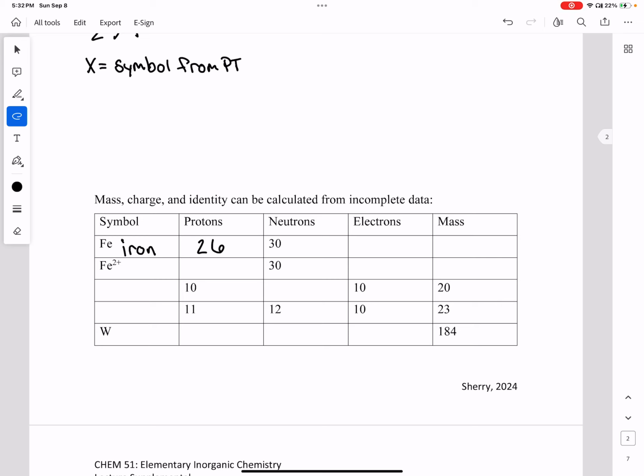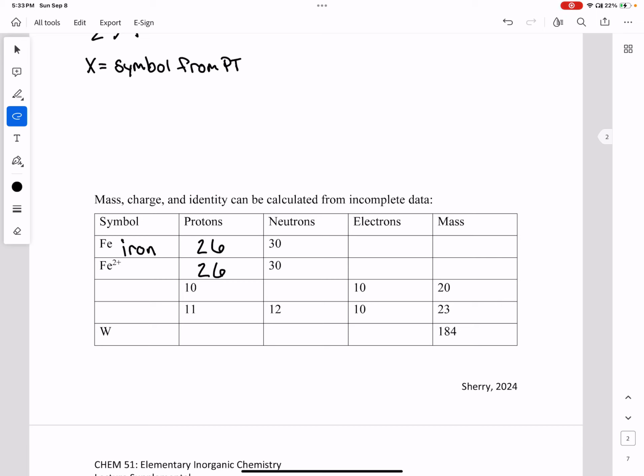Now iron 2 plus, that is an iron ion, so it is missing 2 electrons. It has 2 more positively charged particles than it does negatively charged ones. But it's still iron, so it's going to have 26 protons.